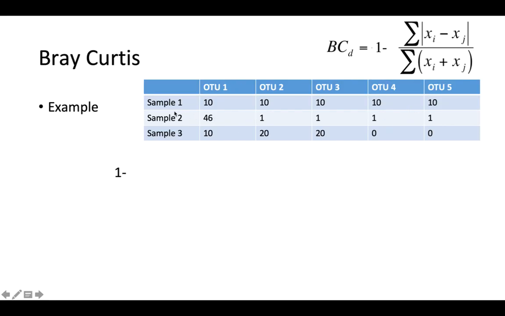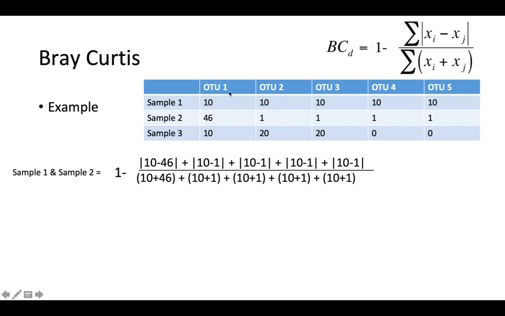So let's start off with comparing sample 1 and sample 2 to each other. Sample 1 compared to sample 2, we'll start with OTU number 1. First, like I said, we subtract, so we've got 10 minus 46, and then we're taking the absolute value so that we always get a positive number for the difference. And then we're adding them together, so 10 plus 46, and turning that into a fraction. In this case, we would have 36 out of 56. It gives you a numerical value. So great, we compared sample 1 and sample 2 for OTU number 1.